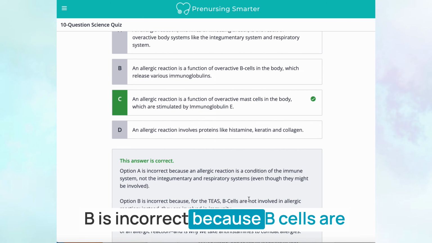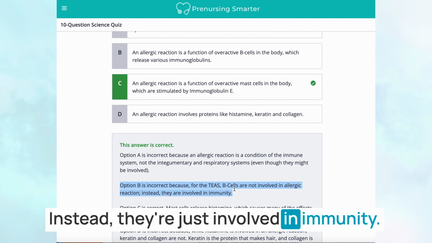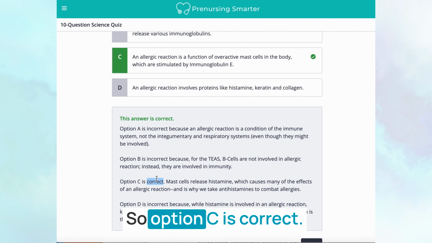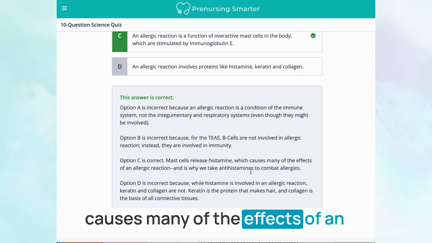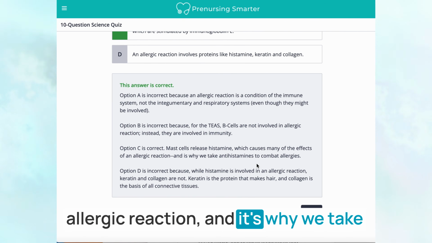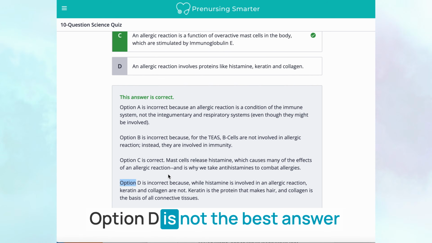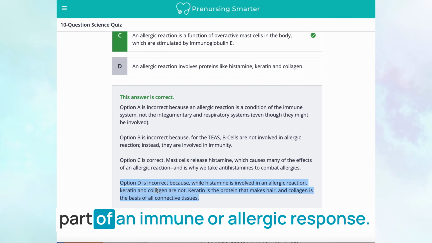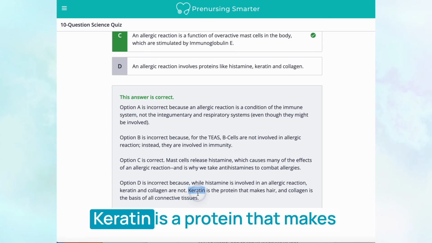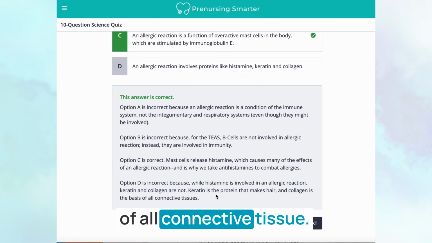B is incorrect because B cells are not involved in an allergic reaction. Instead, they're just involved in immunity. So option C is correct. Mast cells release histamine, which causes many of the effects of an allergic reaction, and it's why we take antihistamines to combat allergies. Option D is not the best answer because keratin and collagen are not part of an immune or allergic response. Keratin is a protein that makes hair, and collagen is the basis of all connective tissue.